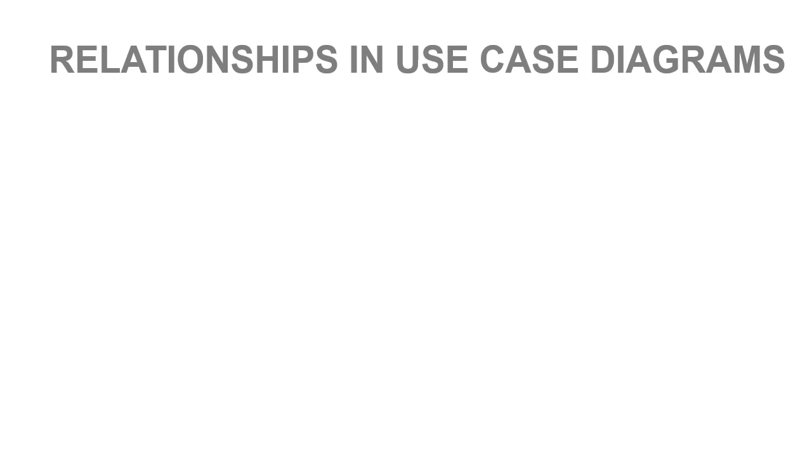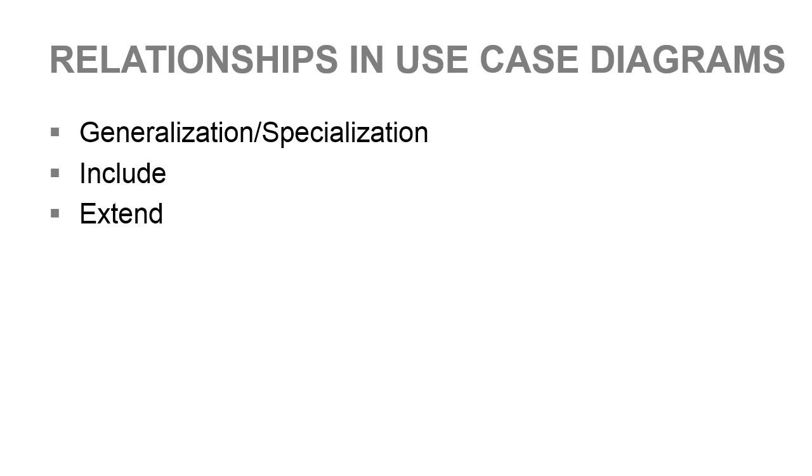In this movie, we're going to look at different kinds of relationships that you might show in use case diagrams. You've seen associations already. It's also possible to have generalization specialization relationships, both between use cases and between actors, though not between actors and use cases. There are also include and extend relationships, which allow the behavior of one use case to become part of the behavior of another use case.